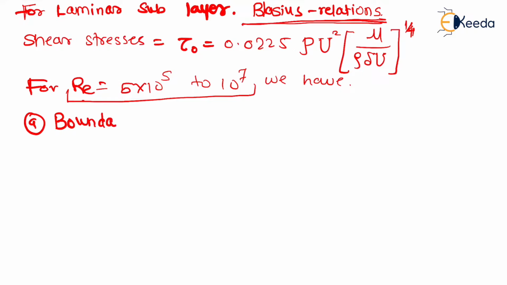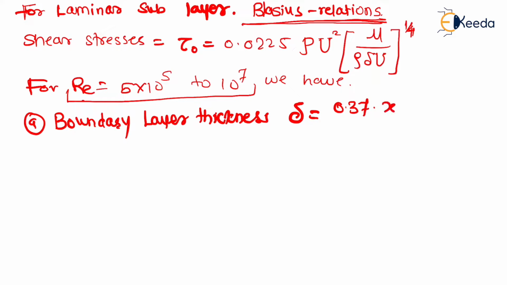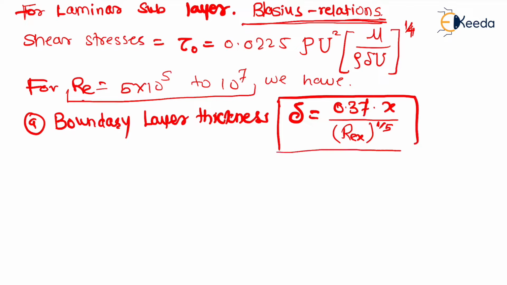Accordingly, the boundary layer thickness delta is equal to 0.372 x upon Reynolds number at that location to the power 1 upon 5. So we have this derivation to calculate the boundary layer thickness according to the Blasius relation. These are the ready-made results which should be known to us for ready reference.